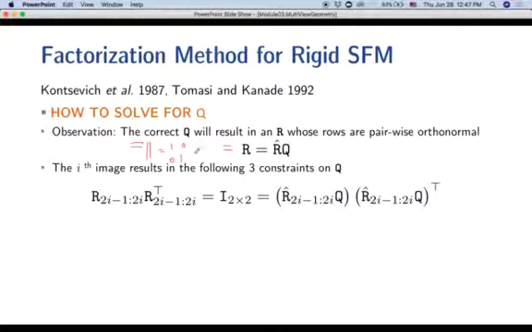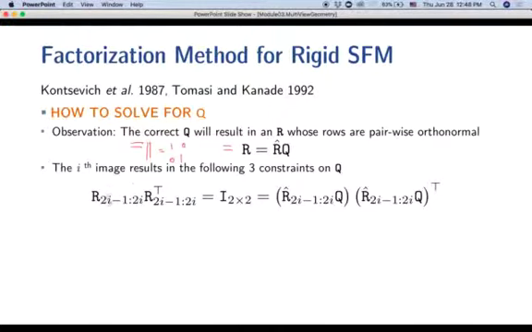Okay, R is a 2 by 3, so I multiply 2 by 3 by a 3 by 2, the transpose of itself, so it should give me a 2 by 2 identity. That's the orthonormality constraint. This is what I've written mathematically. R 2i minus 1 colon 2i, that's just the row numbers, let's say 5 and 6, 7 and 8, right? Because if i is 4, then 2i minus 1 is 7 and 2i is 8.